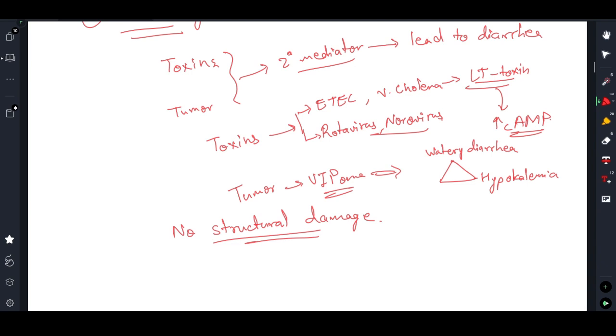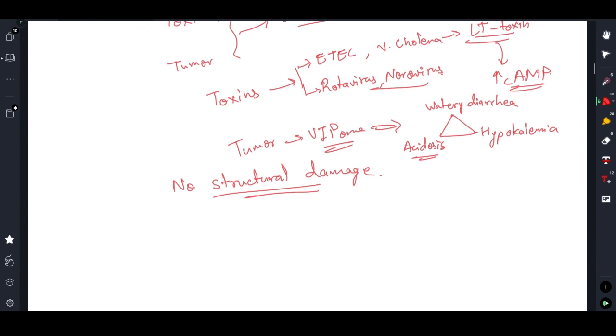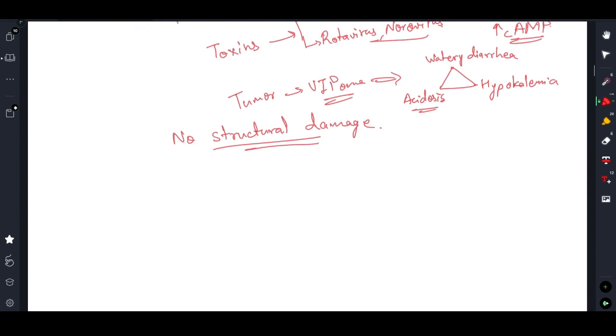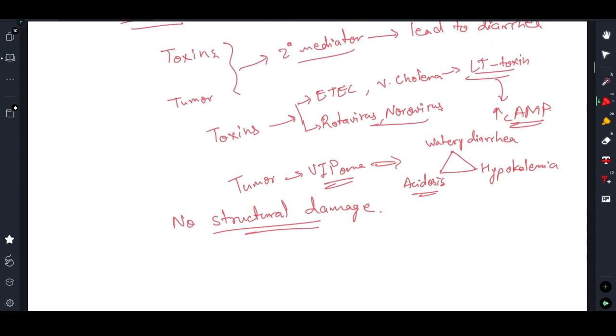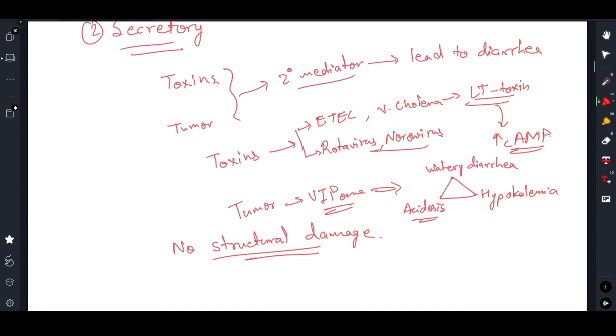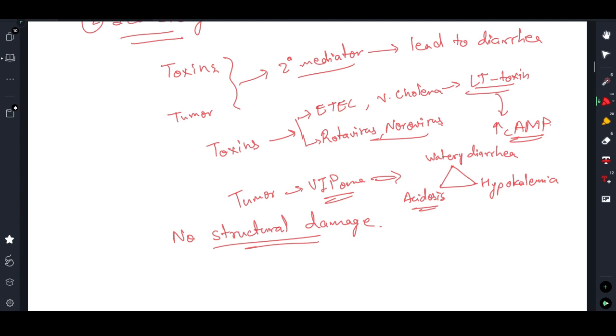As we know, different ions were being secreted, for example, potassium or bicarbonate, right? So it can result in hypokalemia and it can result in acidosis, right? So in case of VIPoma, you will see this classic triad, and in case of secretory diarrhea, there will be no structural damage seen. And what was the cause of secretory diarrhea? So these toxins, or let's say the substance released by a tumor, VIPoma, will ultimately lead to increase in cAMP, which is a secondary mediator that will lead to secretions and ultimately lead to diarrhea. So this was secretory diarrhea.